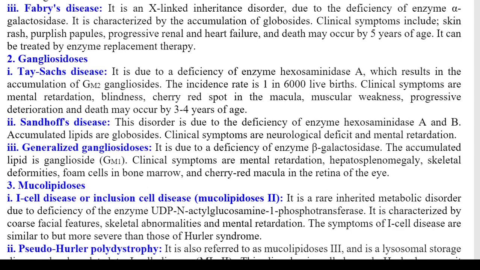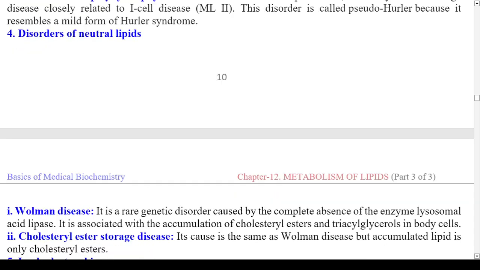3. Mucolipidosis. I cell disease or inclusion cell disease, mucolipidosis 2. It is a rare inherited metabolic disorder due to deficiency of the enzyme UDP-N-acetylglucosamine 1-phosphotransferase. It is characterized by coarse facial features, skeletal abnormalities, and mental retardation. The symptoms of I cell disease are similar to but more severe than those of Hurler syndrome. 2. Pseudo-Hurler polydystrophy. It is also referred to as mucolipidosis 3, and is a lysosomal storage disease closely related to I cell disease, ML2. This disorder is called pseudo-Hurler because it resembles a mild form of Hurler syndrome.